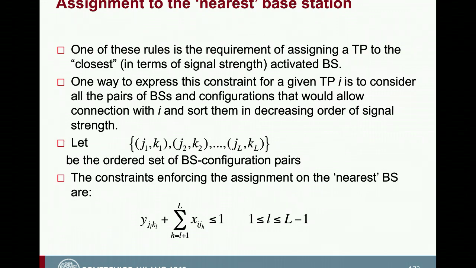If this is not the case, then we have the second constraint that can be used for the second candidate site in the vector, and the meaning is exactly the same. Otherwise, we have the third one and so on. So using this set of constraints, we will be forced to assign the test point to the first installed base station according to the ranking defined by this vector. This is a classical way of enforcing a sorting order in a decision variable in optimization models.